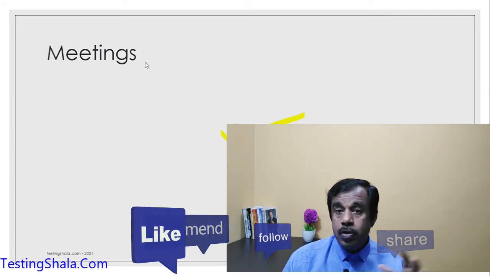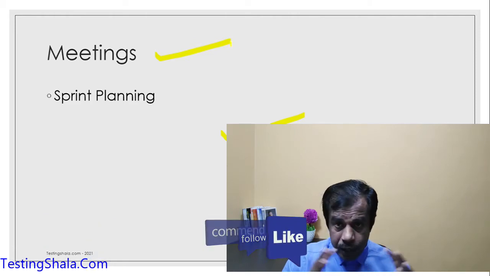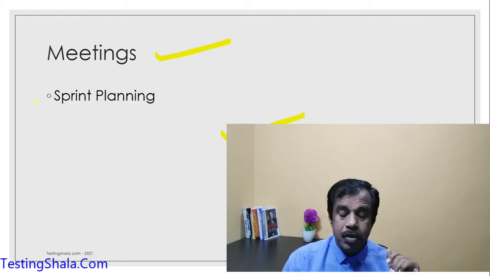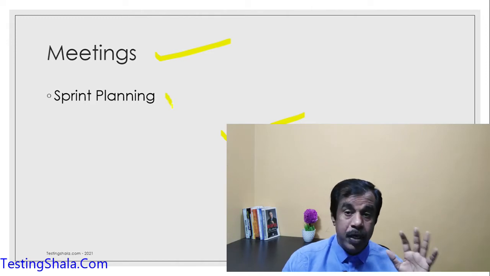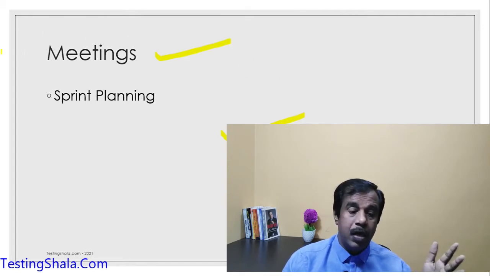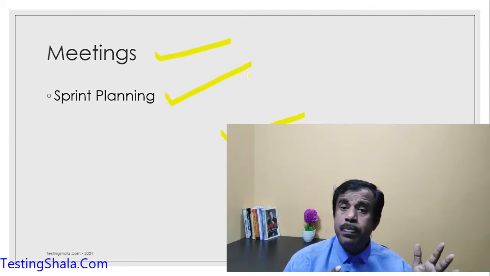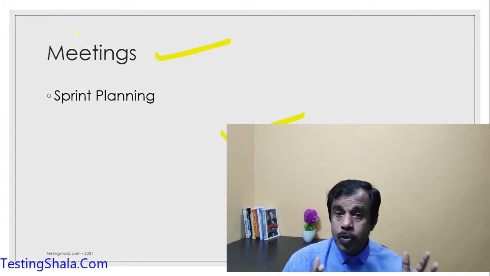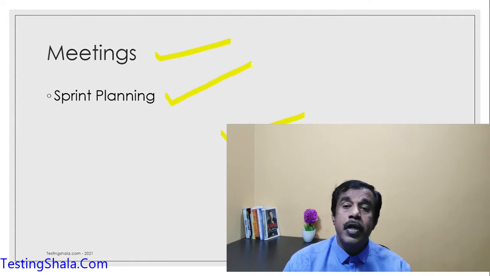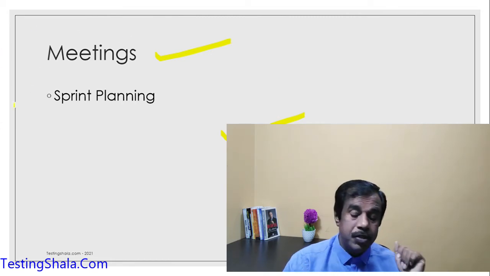Now let us move on to understand what the different meetings are which will happen in the Scrum team. The first is the sprint planning meeting, which happens to define all the sprint backlog items. In sprint planning, whatever product backlog you have would be taken up, broken down into smaller things, and they will do an estimation.